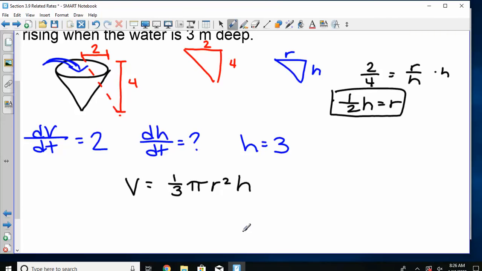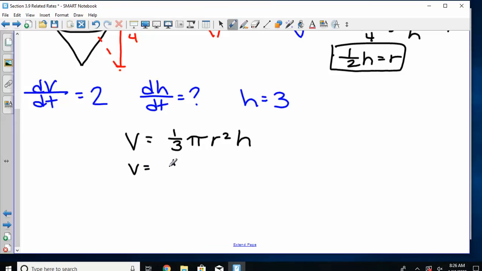Is that true for the whole thing? The radius is half the height? So while I don't just have a number I can plug in for my radius, I could rewrite it in terms of h and say, instead of using that r there because that'll give me too many variables, let's change that to 1/2 h. Have I lost anyone?